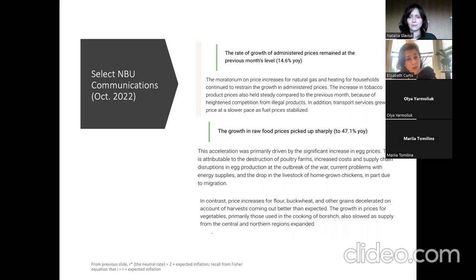So we have, of course, destruction of poultry farms, the usual increasing of costs and supply chain disruptions in egg production, current problems with energy, so that's a spillover effect, the drop in livestock of homegrown chickens, in part because we don't have as many people there to take care of the homegrown chickens. These are important aspects of people's lives on a day-to-day, everyday basis. And you can see the National Bank, now I don't know that in their committee meeting they're talking about egg prices and what's going on with the chickens. But in their communications, they're talking about these things to make sure that the average person in Ukraine can read this report and feel like they understand what's happening and what NBU is doing.